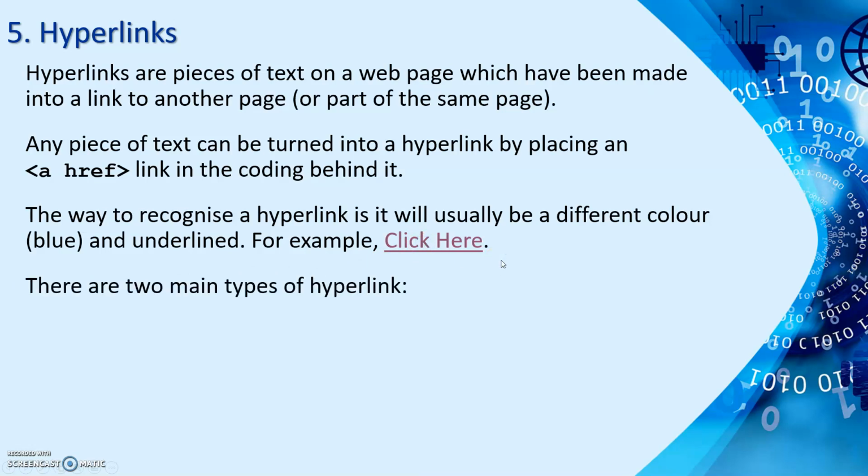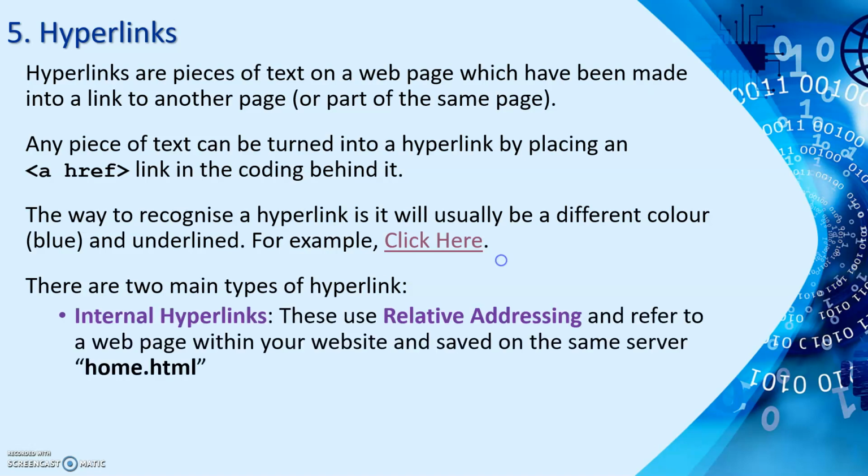And there are two main types of hyperlink. Now, you know this, there's an internal hyperlink and an external hyperlink. Can you remember which one of those uses relative addressing and which one of those uses absolute addressing? I hope you immediately thought of the right answer.